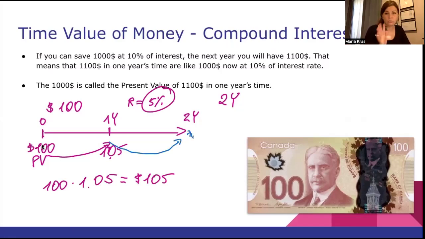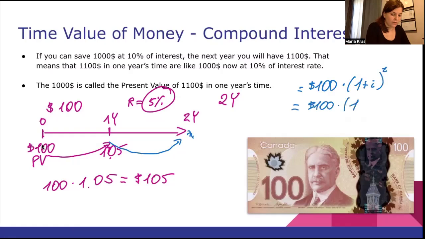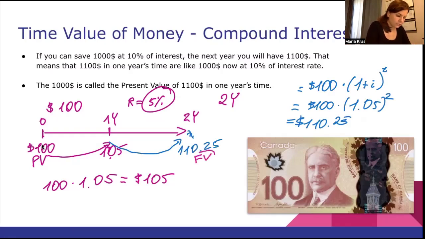Well, there is actually a formula for that. You don't need to memorize it. I'm just trying to explain the concept. The formula is the following. You would have your original investment, your $100, multiplied by 1 plus the interest rate, to the power of your years. So here it would be $100 multiplied by 1.05 to the power of 2, and that is $110.25. So this is called future value, and this is called present value. Does this make sense?